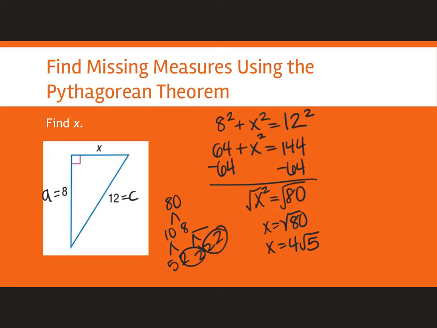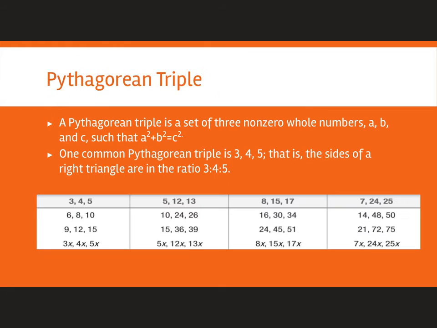And so again, this is definitely a review, and I feel like you should be comfortable with finding the third side using the Pythagorean theorem. So a Pythagorean triple is a set of 3 non-zero whole numbers, a, b, and c, where a squared plus b squared equals c squared, but they are specific. So the most common Pythagorean triple that we know is 3, 4, 5.